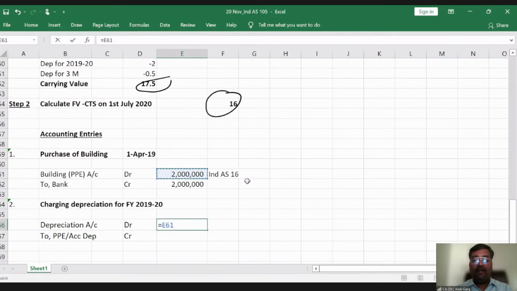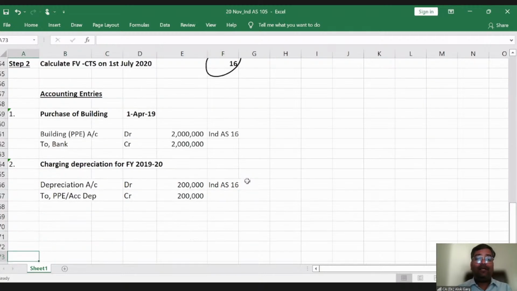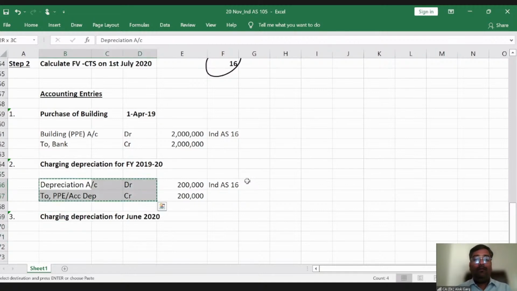What is the depreciation for that year? 20 lakh divided by 10, 2 lakh. This is the normal depreciation entry. Again, it is as per Ind AS 16. Then you need to charge this depreciation again on building till June 2020. Same entry: charging depreciation for June 2020, depreciation account debit to PPE account.